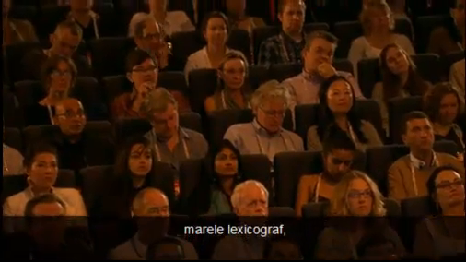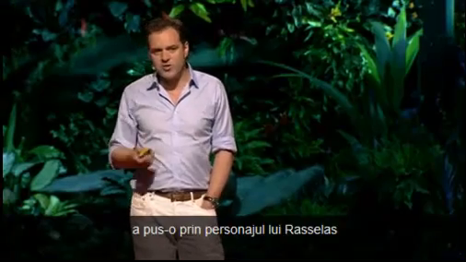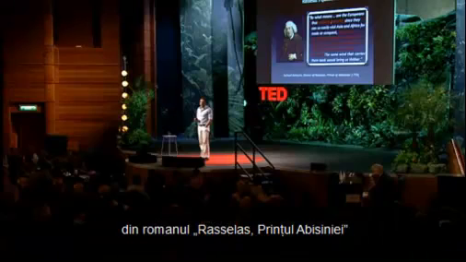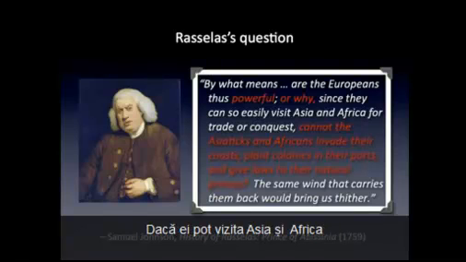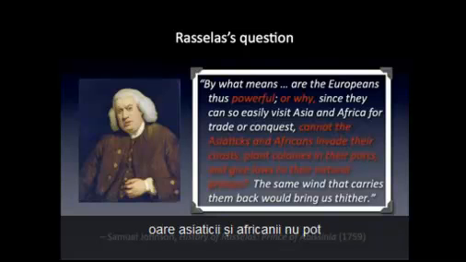Samuel Johnson, the great lexicographer, posed it through his character Rasselas in his novel Rasselas, A Prince of Abyssinia, published in 1759. "By what means are the Europeans thus powerful, or why, since they can so easily visit Asia and Africa for trade or conquest, cannot the Asiatics and Africans invade their coasts, plant colonies in their ports, and give laws to their natural princes? The same wind that carries them back would bring us thither." That's a great question.